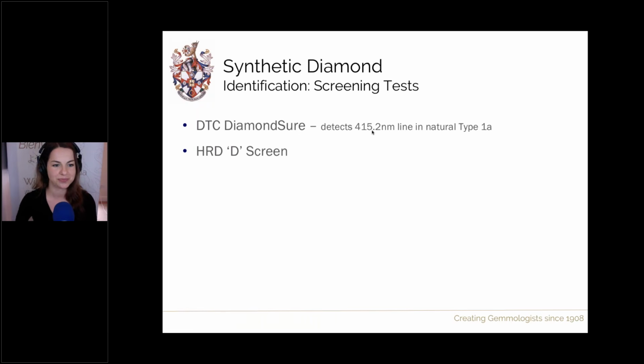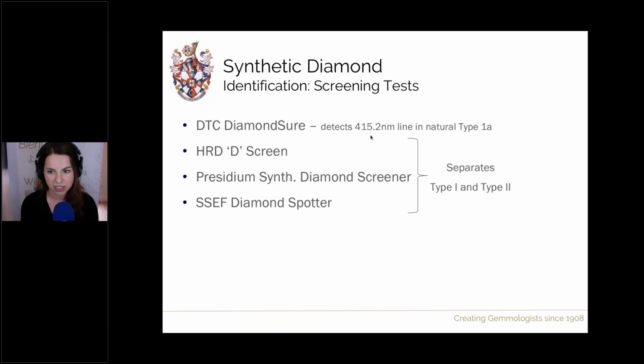So easy. Other screening tools we have are the HRD D-Screen, the Presidium Synthetic Diamond Screener, and also the SSEF Diamond Spotter. These separate diamonds based on whether they are a type 1 or a type 2 diamond. Again, you push a button. If it's a type 1, they know it must be natural if it's colorless. And if it's a type 2, then they say, oh, you must do more tests, because either it's a rare type 2A natural or it's a synthetic type 2A.